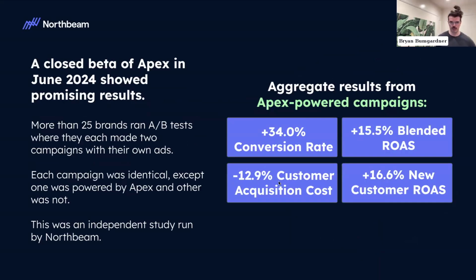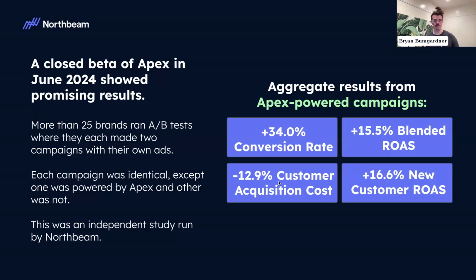We got 25 brands together. We activated Apex and we did a test. We set up an A/B test where they made two identical campaigns. They could pick whatever ads they want. They could run off existing campaigns. They could pick whatever conversion goals they wanted. But they set up two identical campaigns with their own ads, each client did. And then they ran an A/B test. One campaign was powered by Apex and another campaign was not.